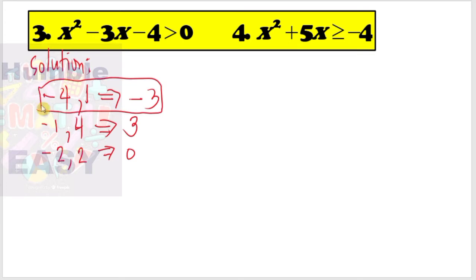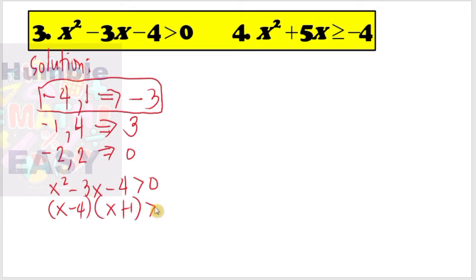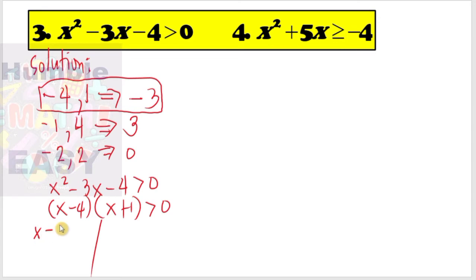So we could say further that x squared minus 3x minus 4 is greater than 0. So the factors now are x minus 4, then x plus 1, which is greater than 0. So equate both factors to 0. The first one is x is equal to 4, then the other one, x plus 1 is equal to 0, then x is negative 1.